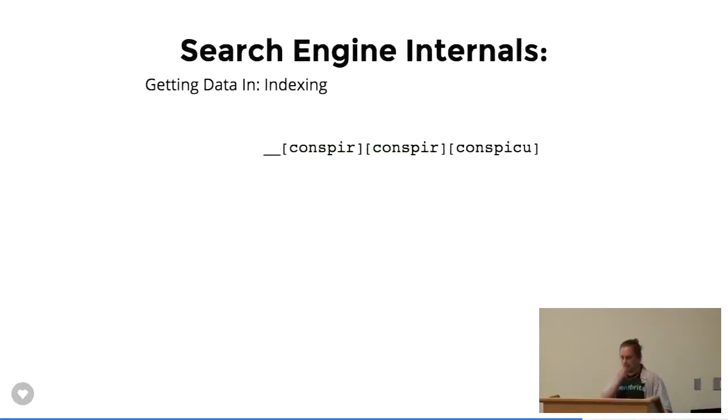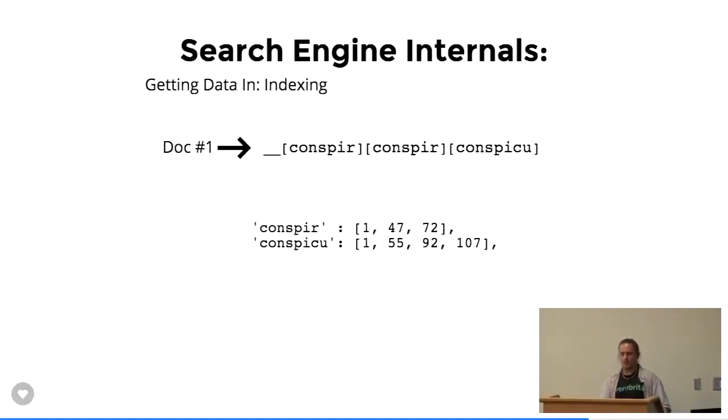All right, the next step after analysis is indexing. So our example sentence has turned into these three tokens: conspire, conspire, conspicu. Sounds like Latin. Let's say that this is document 1. The secret sauce of Elasticsearch for being so fast is effectively that during the indexing process, it takes these sentences, turns them into a bunch of tokens, and then it effectively transposes that.